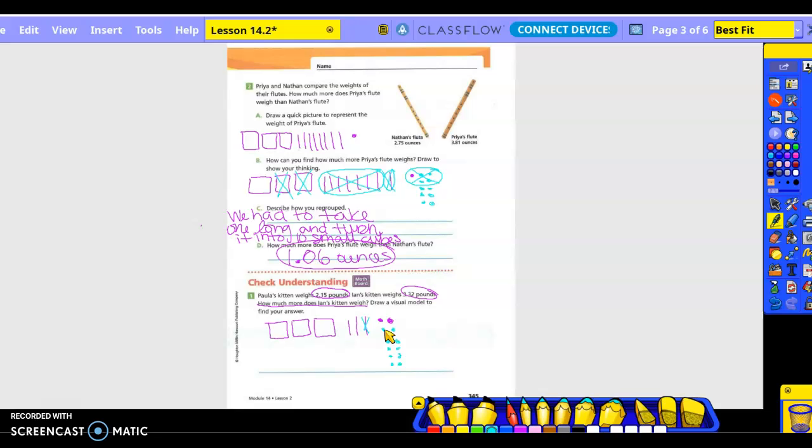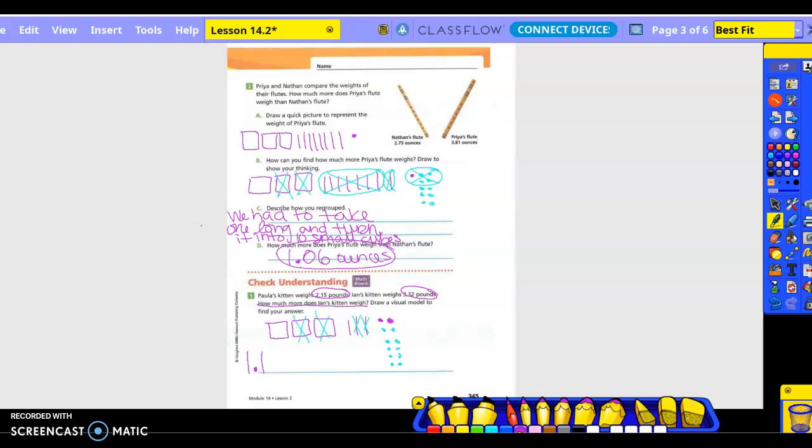Okay. Now I need to get rid of 1 long. Do I have enough longs to do that, or do I need to change my flat into 10 longs? No, I have enough longs, right? So I can cross off one of those. And then I need to get rid of how many flats? 2, right? All right, so then there's my answer. What do I have left? So I have 1 flat. How many longs? 1.